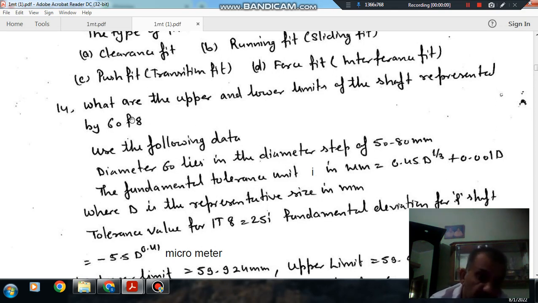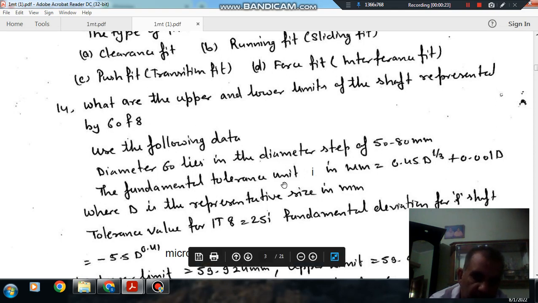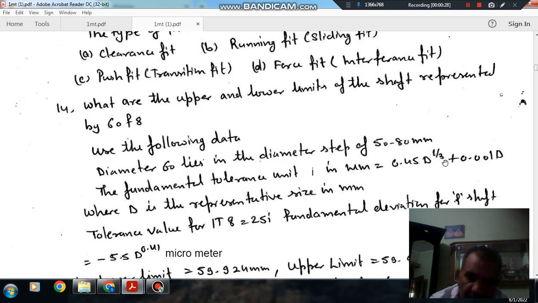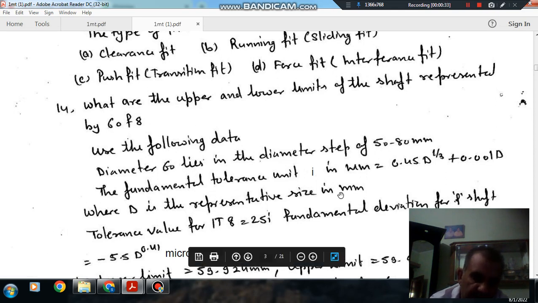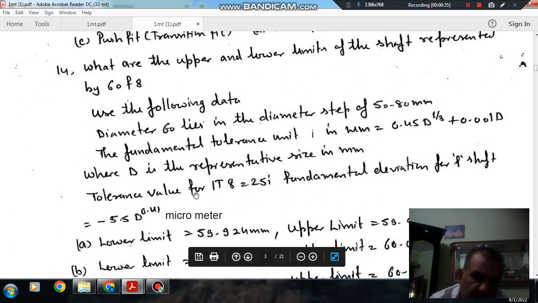The topic is metrology. Question number 14: what are the upper and lower limits of the shaft represented by 60F8? Use the following data. Diameter 60 lies in the diameter step of 50 to 80 mm. The fundamental tolerance unit i in micrometer is 0.45 d raised to the power 1/3 plus 0.001 d, where d is the representative size in mm. The tolerance unit for IT8 is 25i.